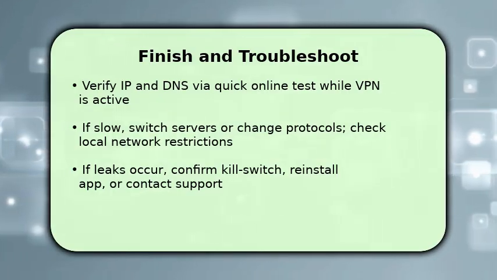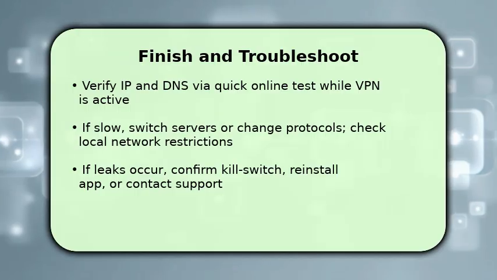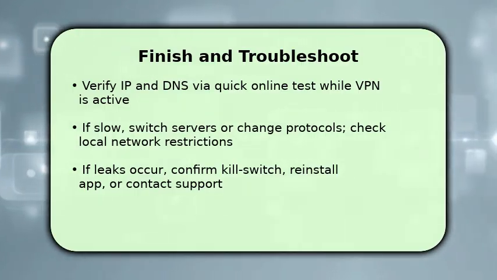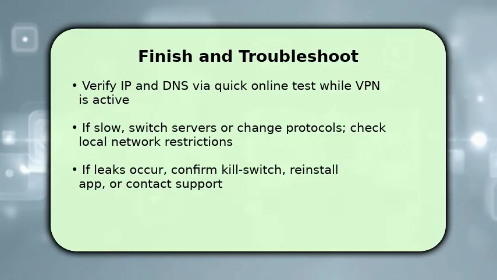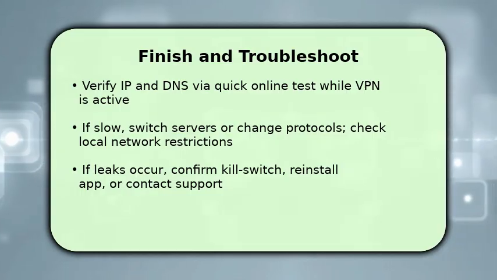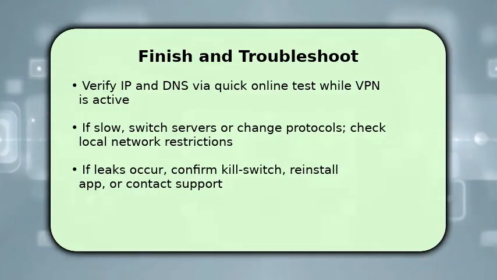use private mode. If you notice slow speeds, switch servers, or change protocols, and make sure your router or ISP isn't throttling VPN traffic. If you detect leaks, toggle the kill switch, reinstall the app, or contact support. These steps resolve most connectivity or privacy issues.